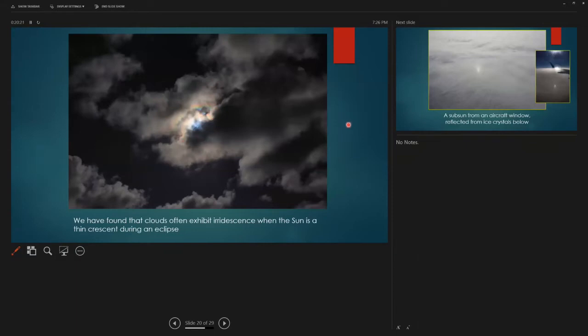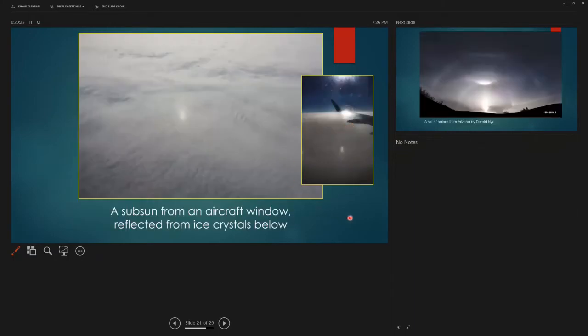A reflection phenomenon is the subsun, another thing that you can see most easily from an aircraft. Here's a picture of the sun up here shining off the aircraft wing here, but also being reflected from ice crystals in the cloud below. Here's a little bit more of a zoom in a different one of them.